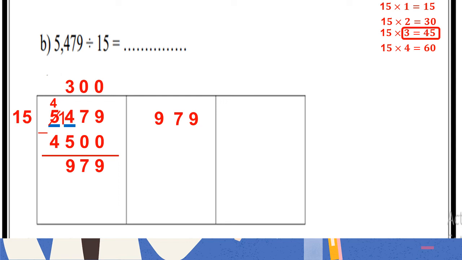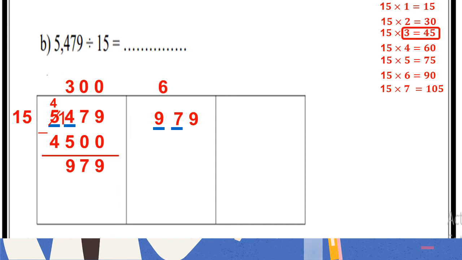9 divided by 15. It can be. No, it's small minus big. So I will take another digit. 97 divided by 15. Yes. So let's search in table 15 for a number close to and less than 97. Here we wrote the table till to reach 60. So we need to write more. We will write 15 by 5 is 75, 15 by 6 is 90, 15 by 7 is 105, is bigger, so we can't take it. I will take the last one, which is 15 by 6 equals 90.